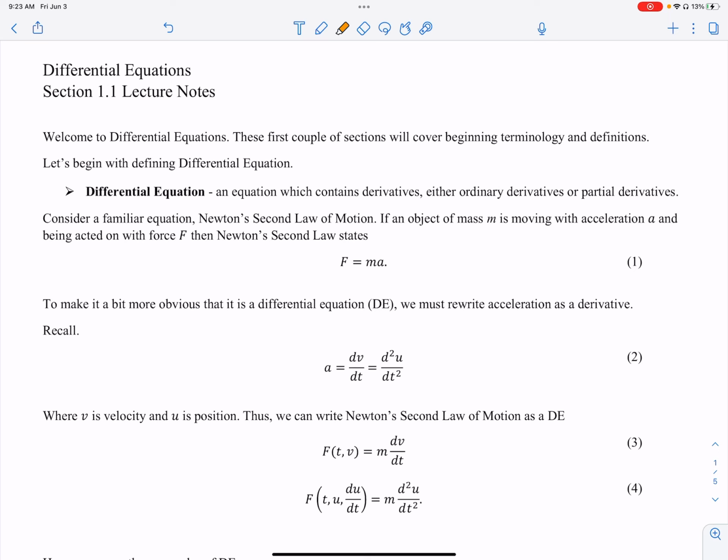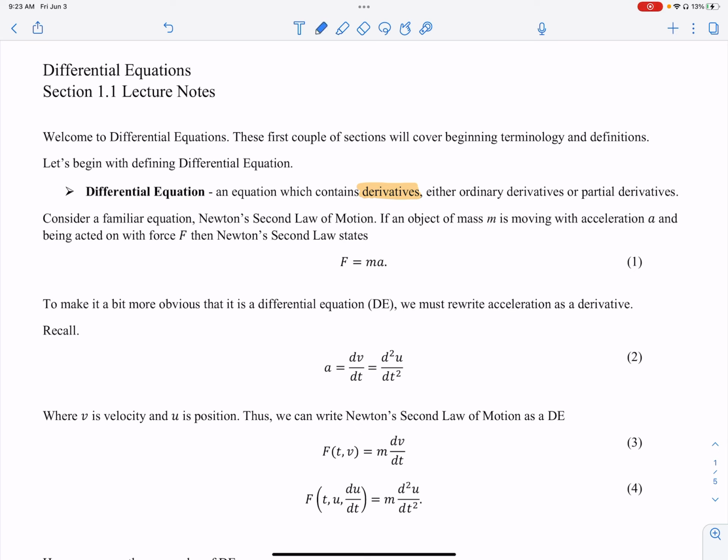So the beginning section here, like I said, is a bunch of definitions. We have to define these things if we are going to talk about this topic at all. So let's start, beginning with the class title, differential equation. This is an equation that contains derivatives. That's all it is. It just has derivatives in it.